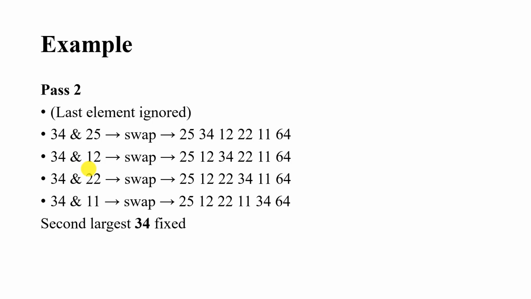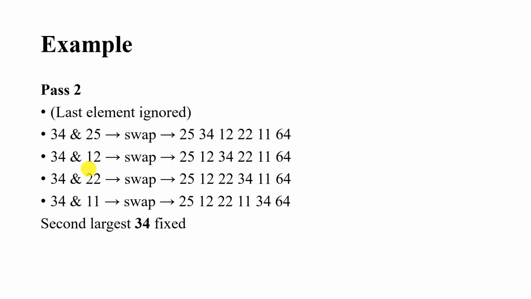We'll take another pair, 34 and 11. Since they are not in correct order, we will swap them. 25, 12, 22, 11, 34, 64. We should not go to 34 and 64 because there is no use. 64 has bubbled up. So the second largest element, in our case 34, has bubbled up. That means it is fixed at the required position in the array.